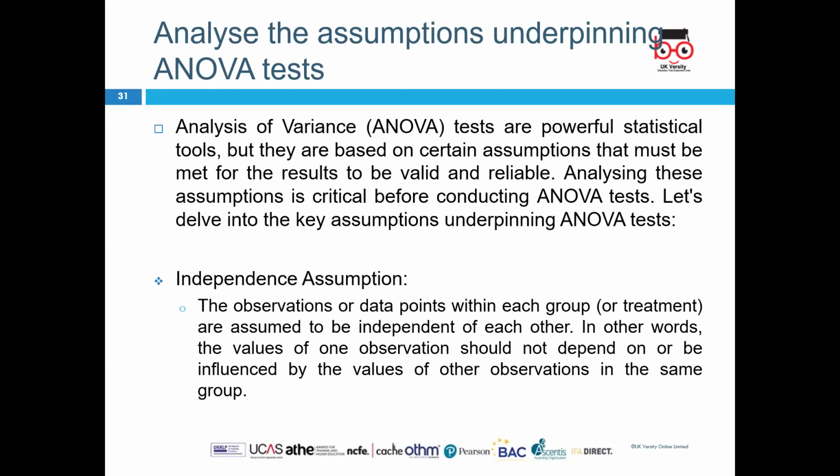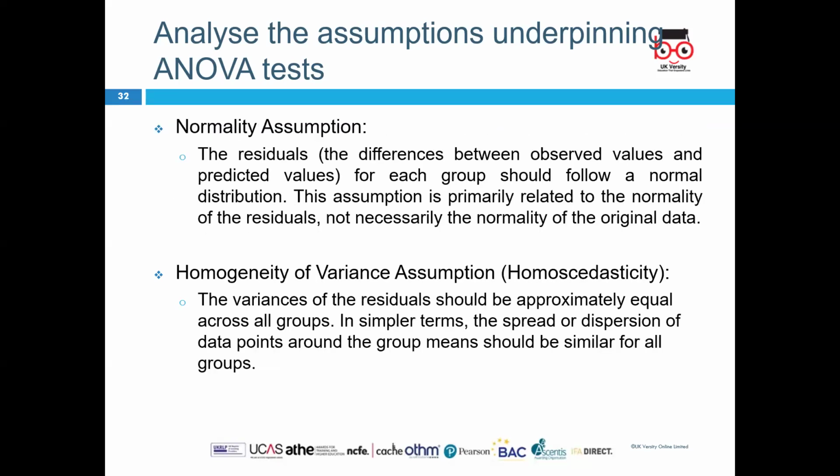Independence assumption. The observations or data points within each group are assumed to be independent of each other and they do not interact with each other. In other words, the value of one observation should not depend on or be influenced by the values of other observations in the same group. That is the main independence assumption in an ANOVA.